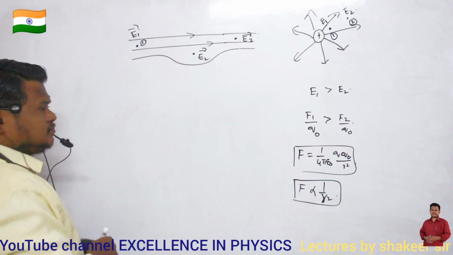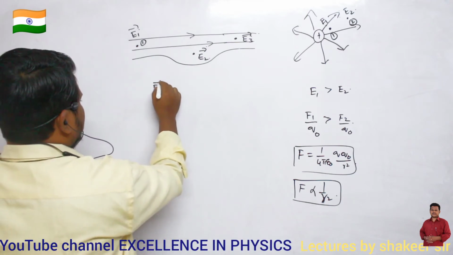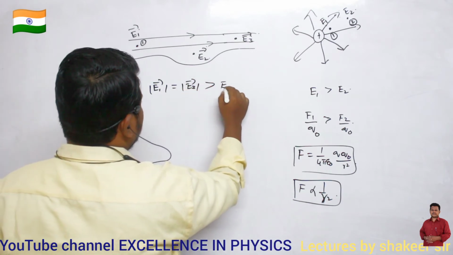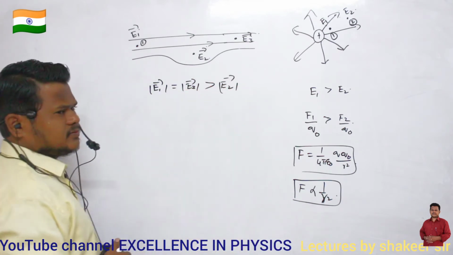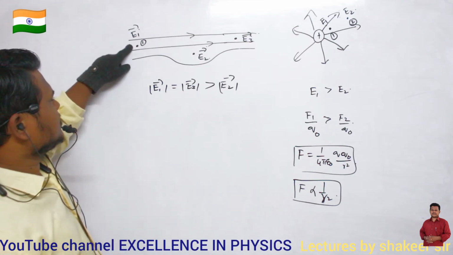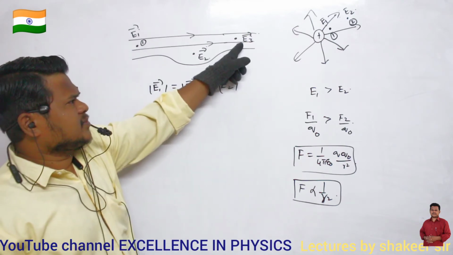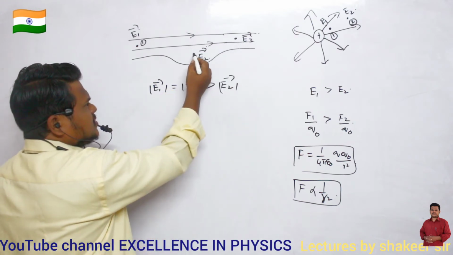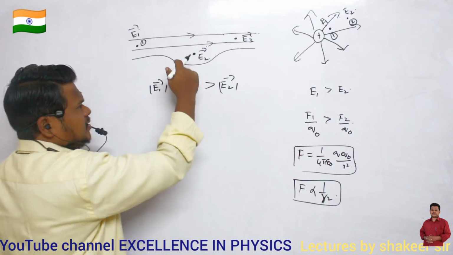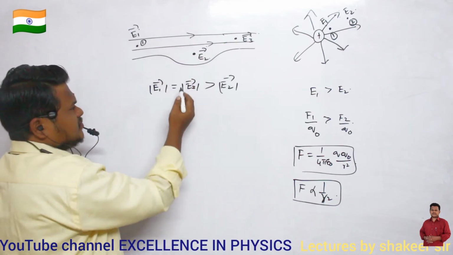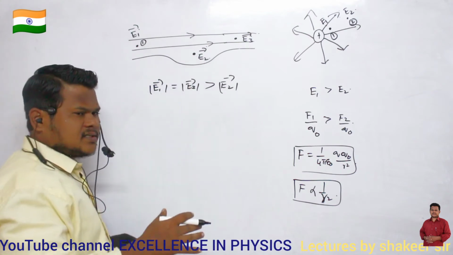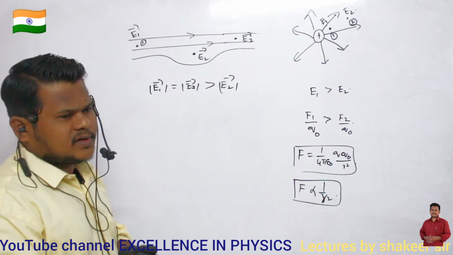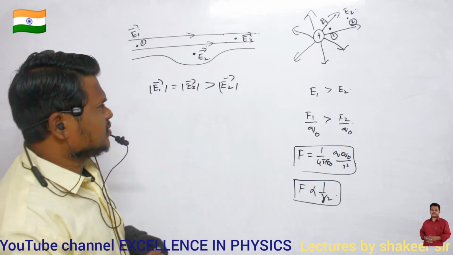Definitely the magnitude of E1 should be equal to the magnitude of E3, and both of them must be greater than the magnitude of E2. I can write like this, no? Because the same number of electric lines of force exist at the third point also. But here the density of electric lines of force is very less. The lines are very far away from each other. So definitely here the strength of the electric field is lesser. So in this method also we can visualize the concept of electric field. Make a note of this one. Clear?